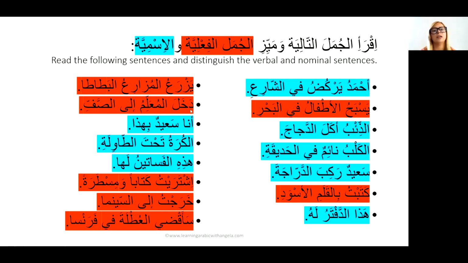دخل, over here, the sentence started with a verb. دخل المعلم إلى الصف. أنا, so أنا pronoun. Pronoun ضمير, so it started with a pronoun, it's a nominal sentence. أنا سعيد بهذا. الكرة تحت الطاولة, the ball, started with الكرة, so it's a nominal sentence. هذه, demonstrative, so it's a noun, so the sentence started with a noun. هذه الفساتين لها. اشتريت, خرجت, سأقضي, so all verbal sentences over here started with verbs. أحسنتم, well done.